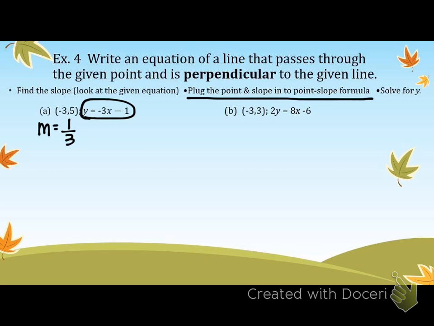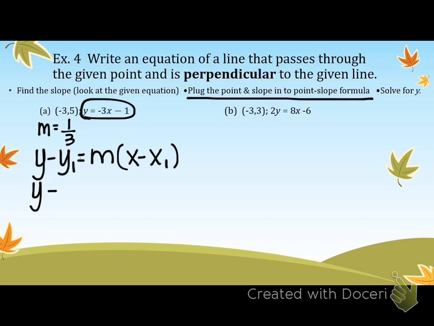So we're going to plug the point and the slope into the point slope formula. Okay, let's write that down. Y minus y sub 1 equals m times x minus x sub 1. That is the point slope formula.